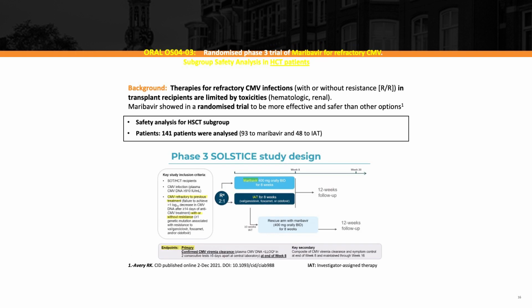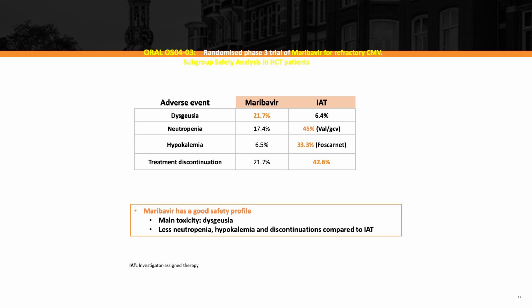This is another analysis of the same study that looked, in this case, at the safety in stem cell transplant patients. You remember that the group combined solid organ and stem cell. Here the data are presented for 141 allogeneic patients. The schedule of the protocol is the same as I commented before, and here you have the results.